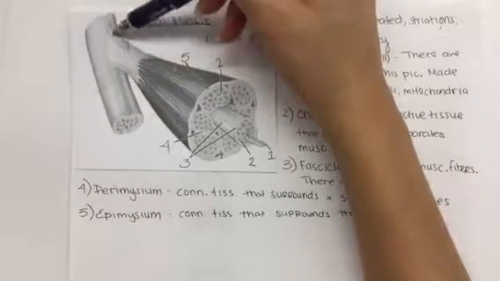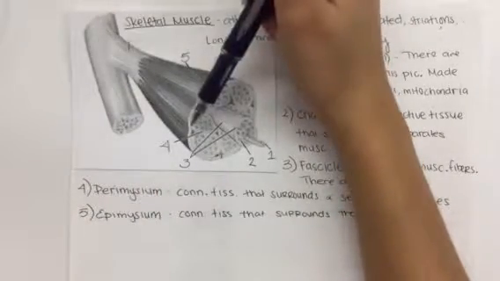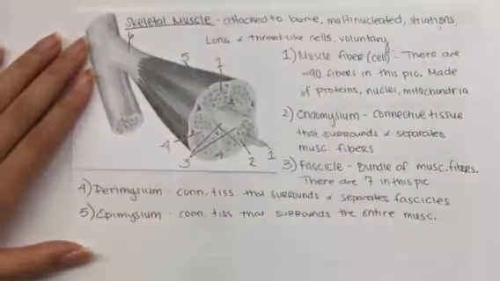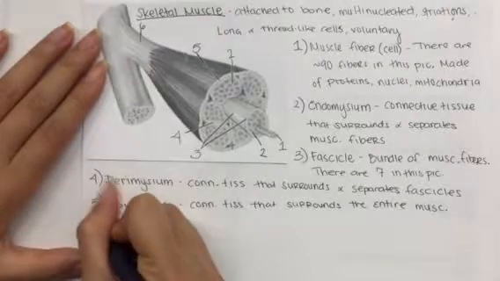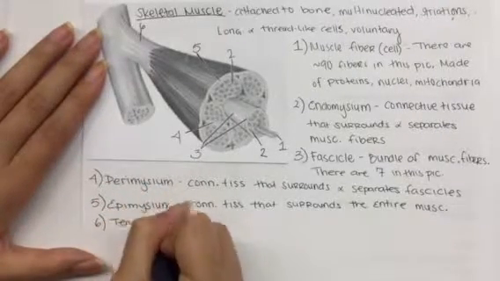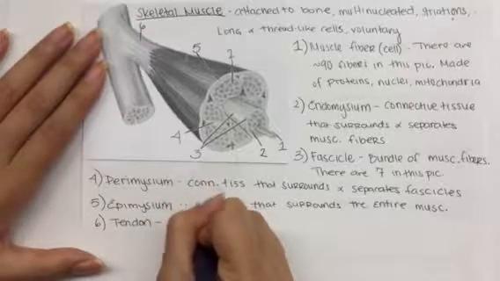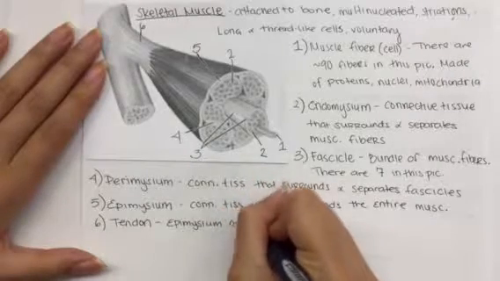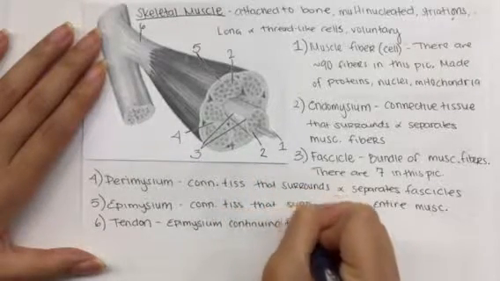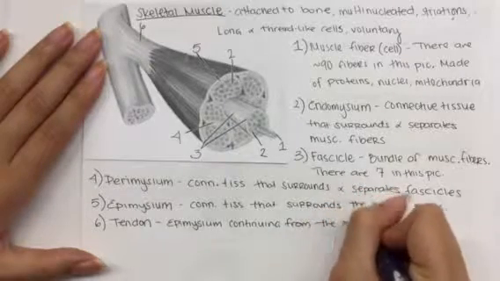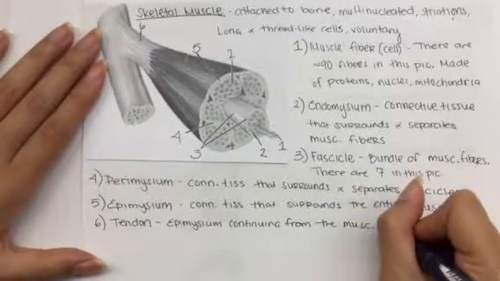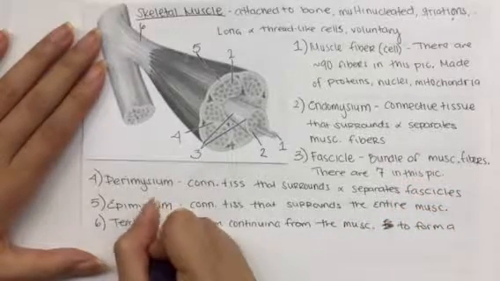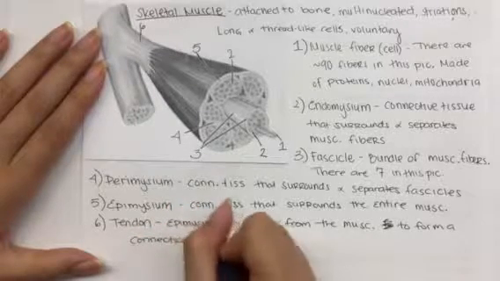Okay. What is the name of the epimysium, though, if it's connected to bone now? It is tendon. So number 6 is the extension of epimysium there. It is called tendon. It's actually just epimysium continuing from the muscle to form a connection with the bone.